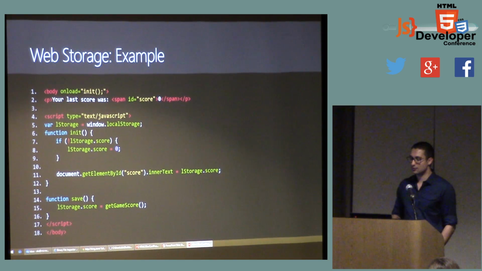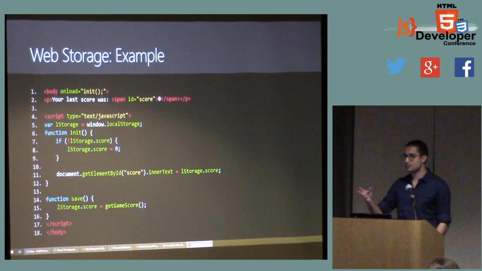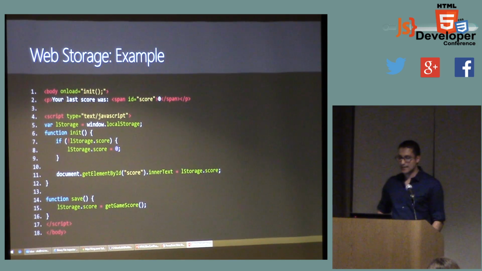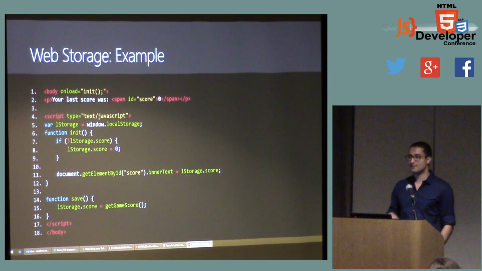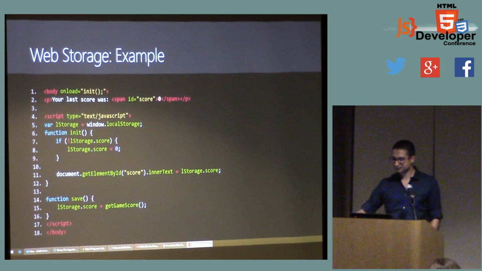And then what we can do is get the score object, get element by ID score, and set its inner text to the local storage.score so that we're able to get that score displaying to the user. And then if we ever need to do a save in the game, for example, we would have a save method that would actually set that score item in the local storage to whatever the game score is.